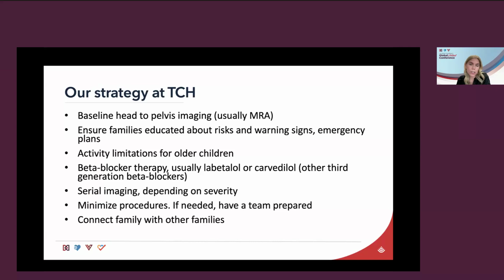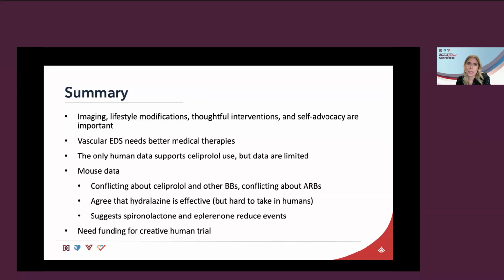So in general, our strategy at TCH for management is we do baseline head to pelvis imaging. We make sure families are educated. We do activity limitations for older children, not younger children. We do use beta blockers here, but not everyone does that. We do serial imaging, we try to minimize procedures, and we really work on family connections and advocacy. So basically, in summary, as I mentioned before, imaging, lifestyle modifications, thoughtful intervention, and self-advocacy are super important.